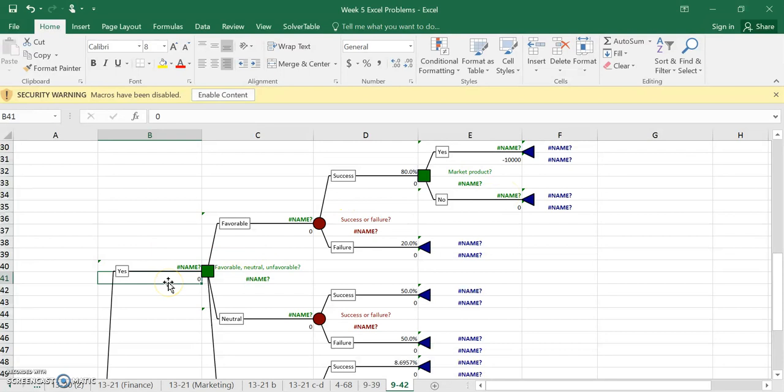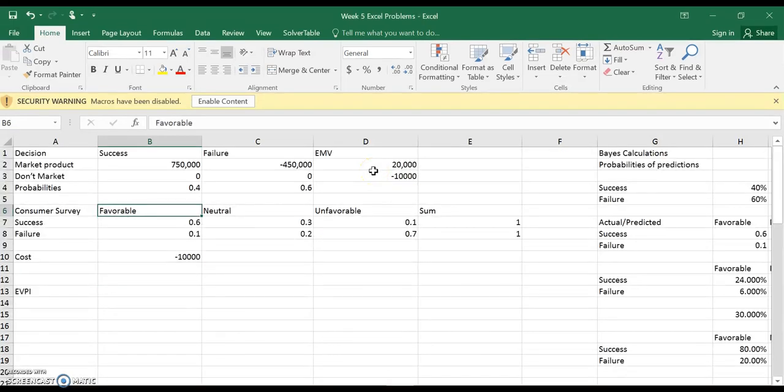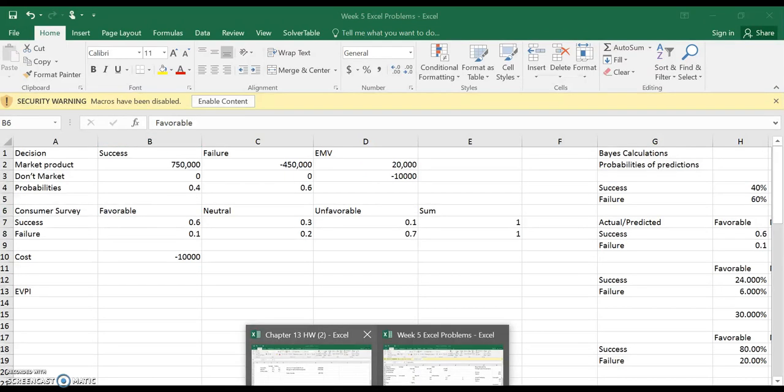Okay. The other thing that I see is that you need to go ahead and put in the cost of the survey under the yes, because you put in the costs where they are incurred. So that was the main issues with this one. So let's go ahead and go to the second student's problem.